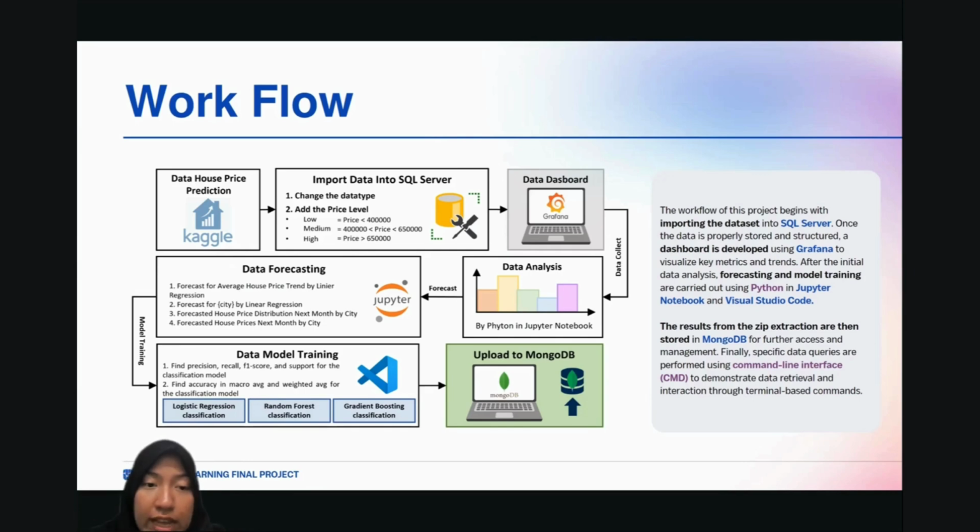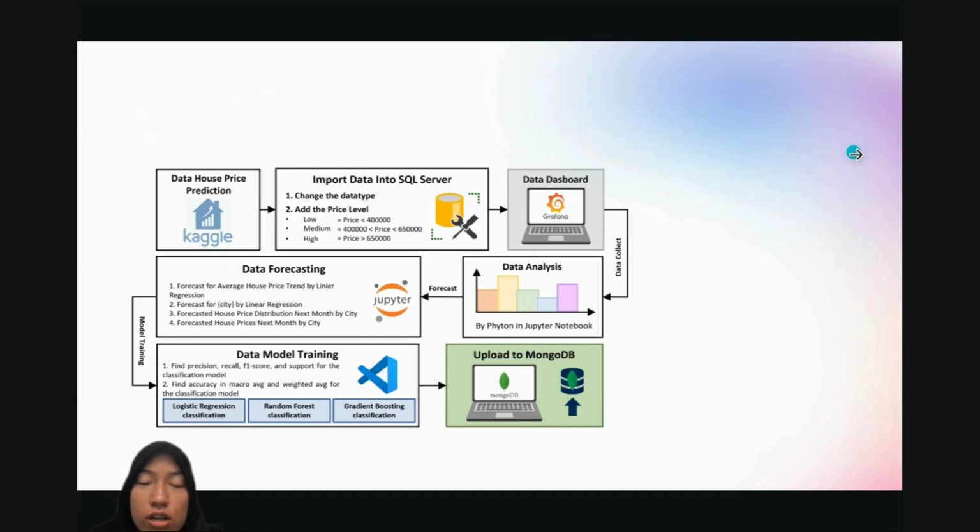After I do the forecasting, I will do the model training with three different kinds of models. First, I want to use logistic regression classification. Second, I will use random forest classification. And the last one, I will use gradient boosting classification. After I do the model training, I will upload my unzipped data into MongoDB. And in MongoDB later, I will demonstrate the data retrieval and the interaction using the CMD. So that's all for my workflow.